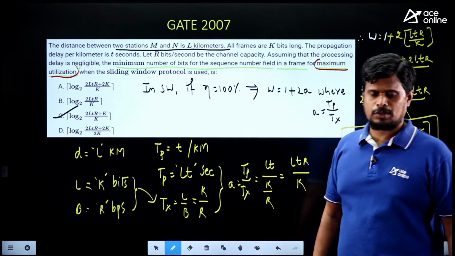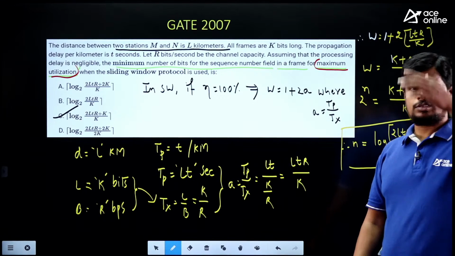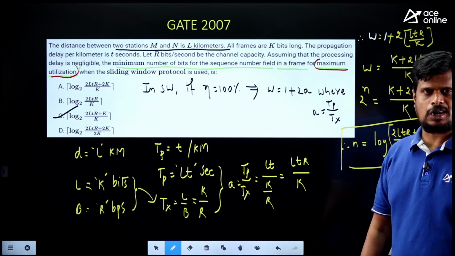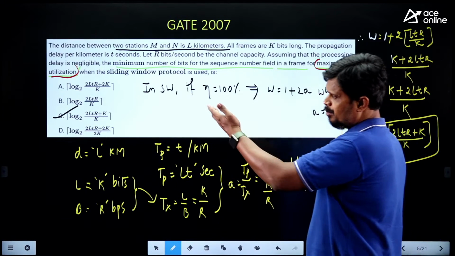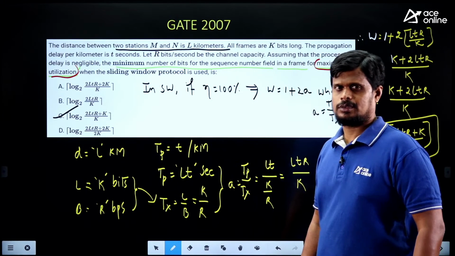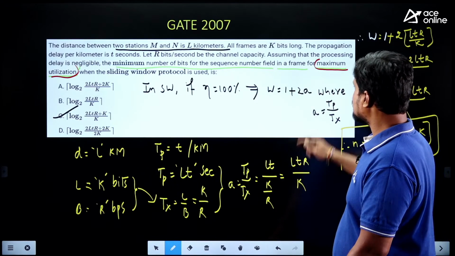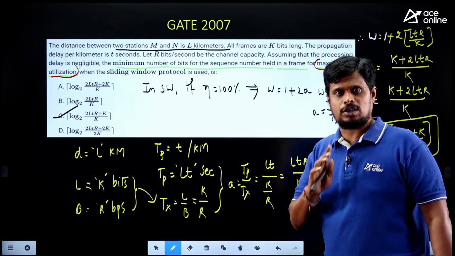To find the number of bits in the frame sequence number field, we have a sequence of steps which we have discussed in our classes. If we follow those steps, we can get option B as the answer here. But here it is clearly mentioned maximum utilization. That is a twist statement here.